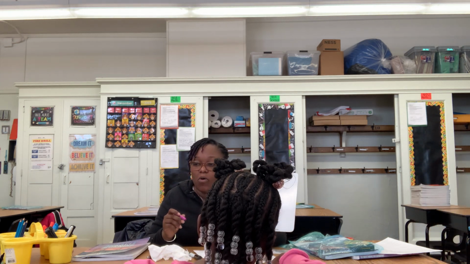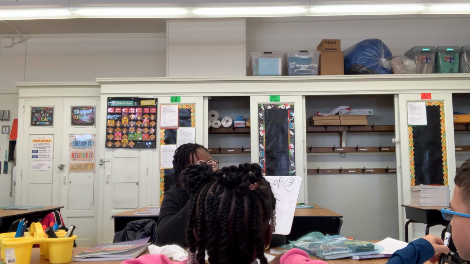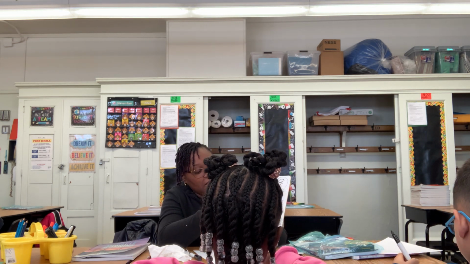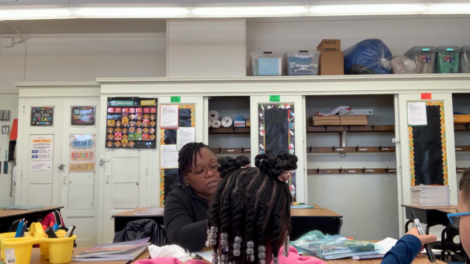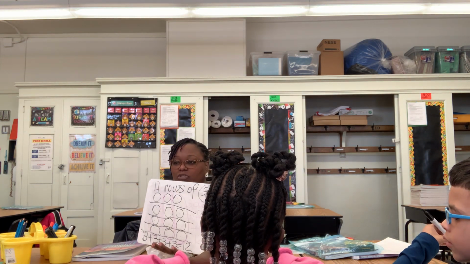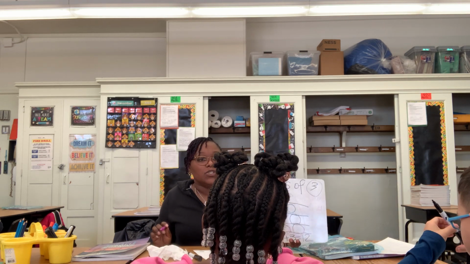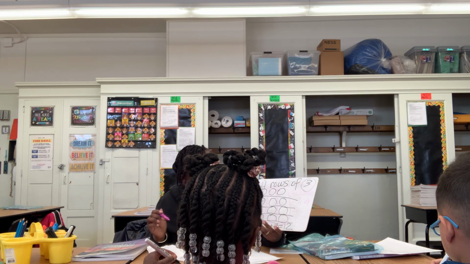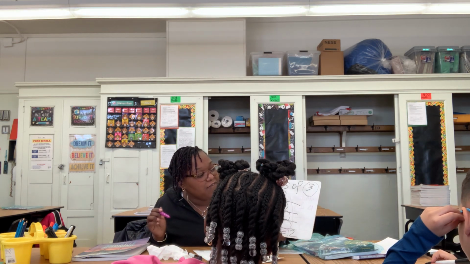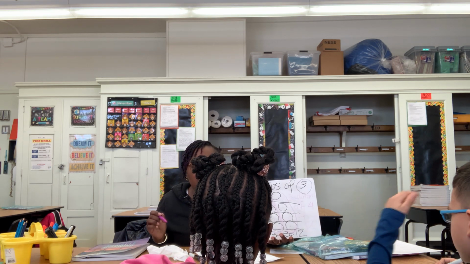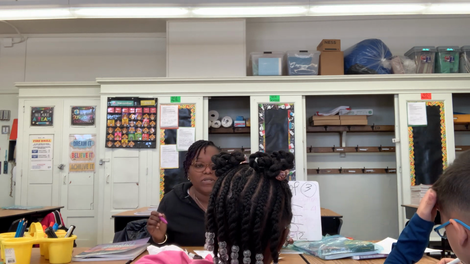3. All together, let's count. 1, 2, 3, 4, 5, 6, 7, 8, 9, 10, 11, 12. How many in all? 12. Did the answer change? No. So therefore, 3 rows of 4 and 4 columns, 3 columns of 4 and 4 rows of 3 make the same total, right? They both give us what? 12.